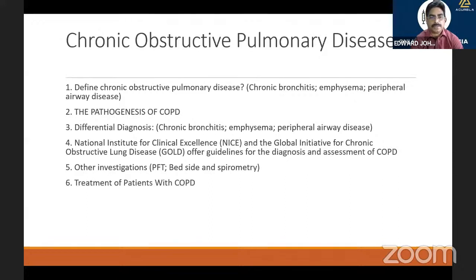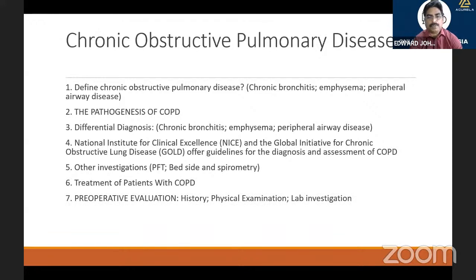Then the treatment aspect, already they have discussed. Then the preoperative evaluation. Jaya Madam has nicely correlated the history with the diagnosis, and the physical examination with the diagnosis. So what are the lab investigations you have to do? You have to present it in a fluid manner without any hesitation. But concentrate on the investigations which are done in your hospital. You should not mention investigations which are not routinely done in your hospital. So prepare for that.